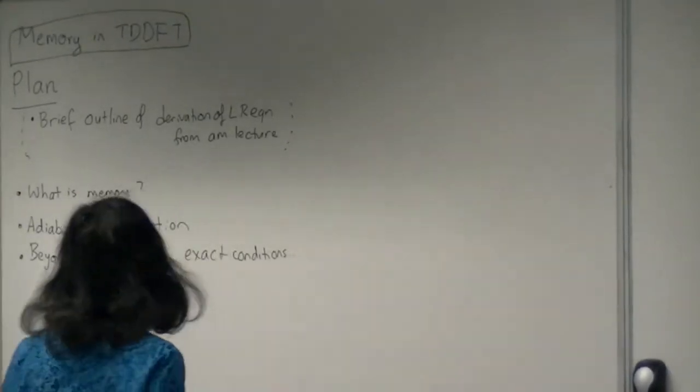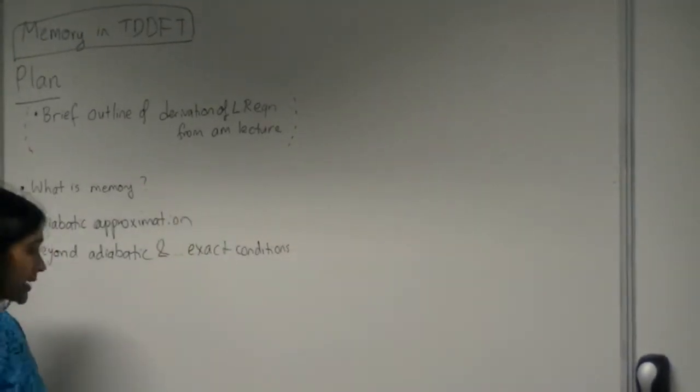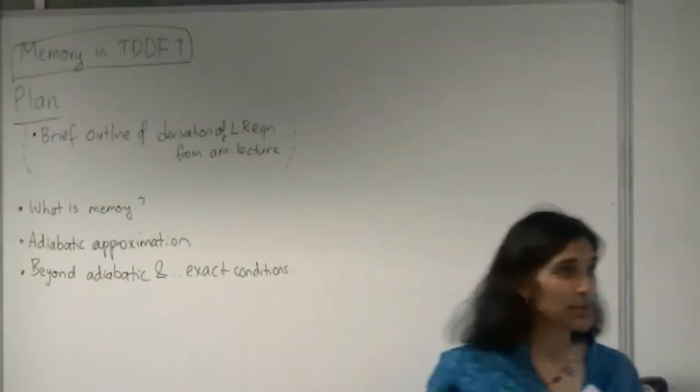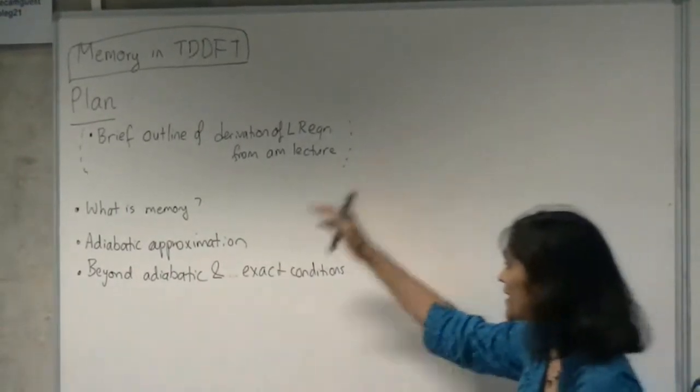So next, I'm going to begin by briefly outlining how to derive the equation that I wrote up at the end, which related the response function of the interacting system to that of the Kohn-Sham system. I'll put in most of the steps, but I'll show you how that's done. And then I'll turn to what I'm actually supposed to be talking about now, which is memory and TDDFT.